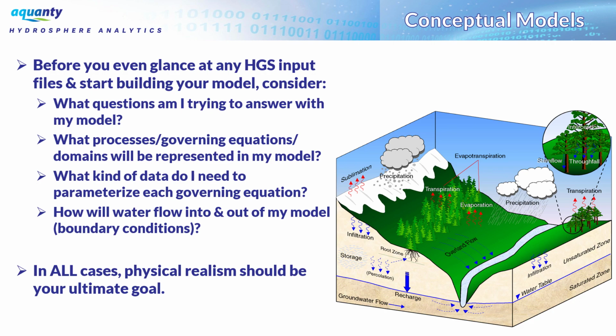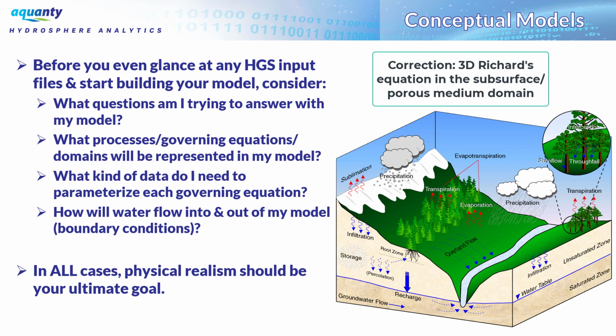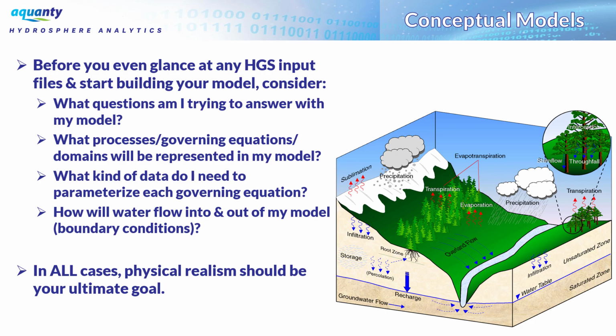Just as a side note, whenever I speak of a model domain, what I really mean is the collection of nodes that are all solving for a single set of governing equations. So the porous medium domain is solving Richards' equation. In the overland flow domain, we're solving the 2D diffusive wave approximation of the Saint-Venant equation, for example. By understanding the question that your model is trying to answer, it will help you determine what kind of processes, governing equations, and domains need to be represented in the model. With that understanding, you'll then start thinking about what kind of data you need to parameterize each domain or each set of governing equations.